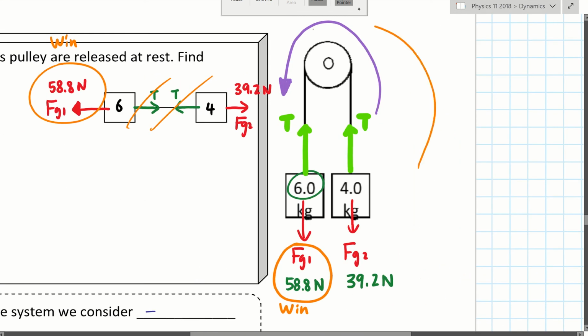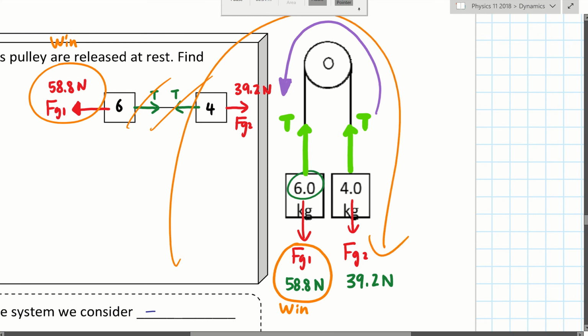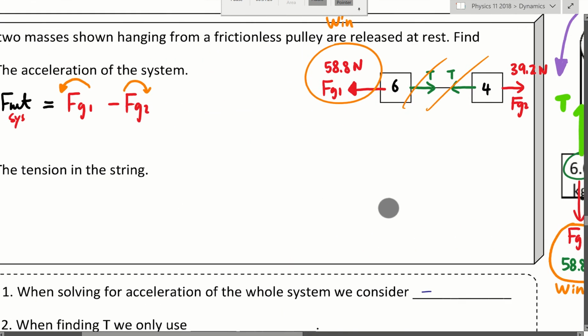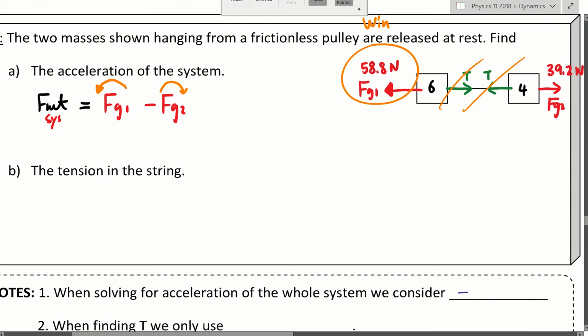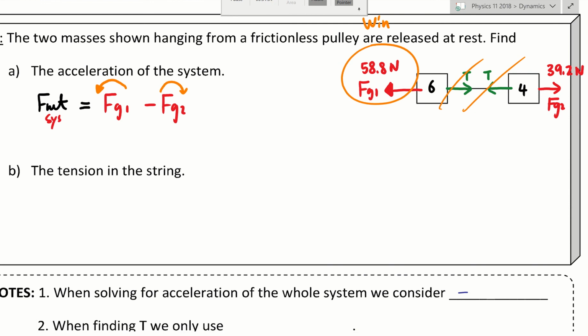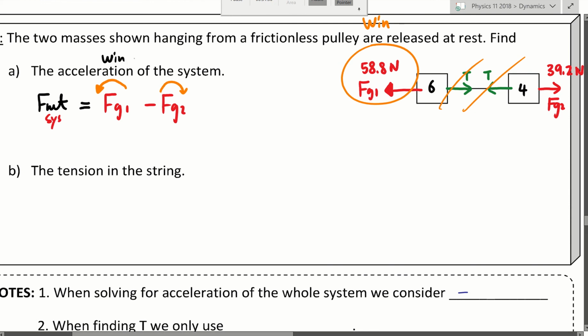So Fg1 is trying to make it go this way. Gravity 2 is trying to make the system go this way. So they're actually fighting each other. Even though they're pointing in the same direction, they're exactly fighting each other. Fg1 and Fg2 are enemies, not friends, because of that pulley. So therefore, because in the fight Fg1 has the bigger value, we know Fg1 wins. Pick the winner, subtract the losing side.